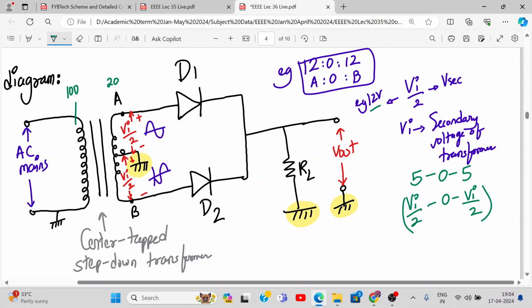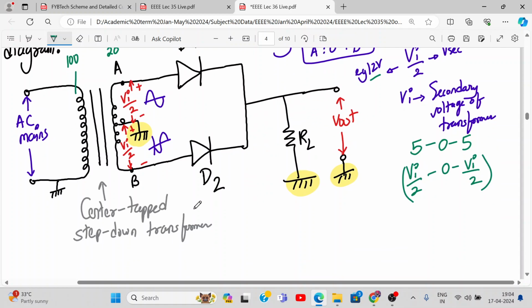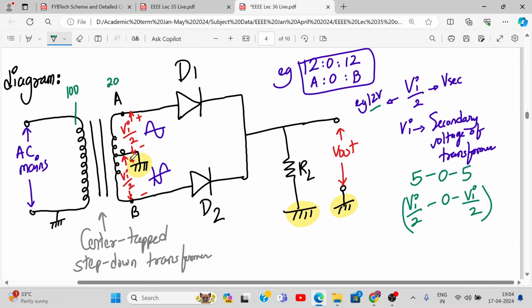Understood about the center tapping? Why is it called center tapping? Because right at the center, at the 10th winding, there is a tapping and that is going to the ground. So there are two secondaries. One is positive Vi by 2 and one is negative, minus Vi by 2. Did you understand this much? Little bit you have understood, or should I explain again? Explain again.